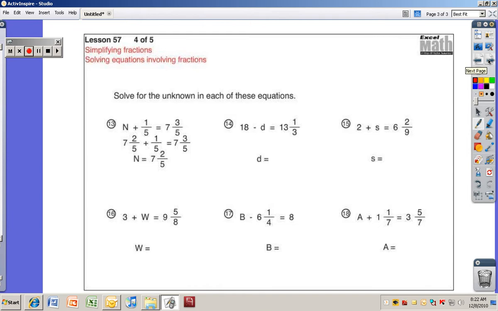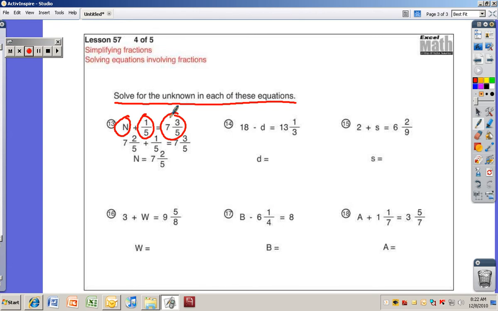Alright, now these are pretty tricky. Kids have a lot of trouble with these, so really pay attention to how I teach you to do this. We're going to be solving equations involving fractions here. It says solve for the unknown in each of these equations. Some number plus 1/5 is equal to 7 3/5.